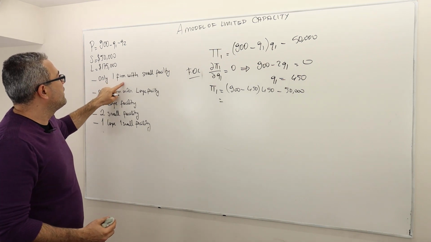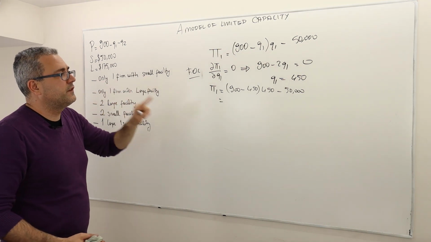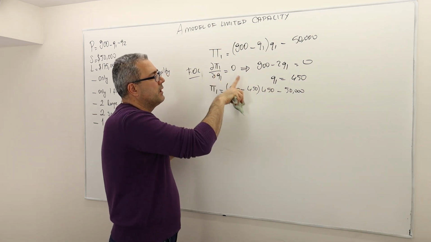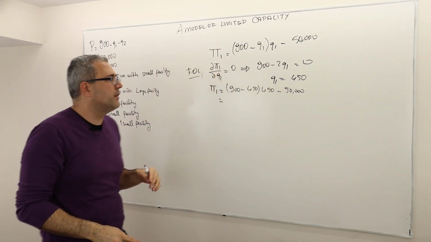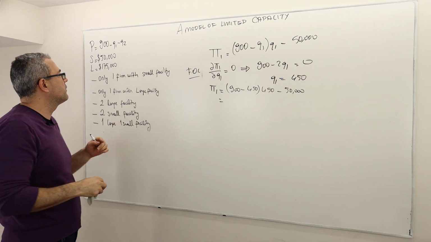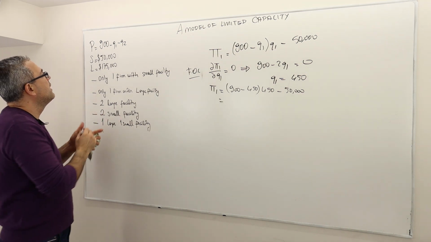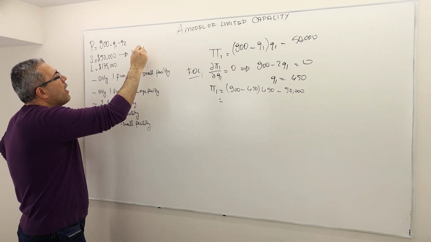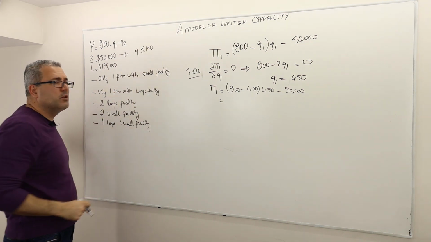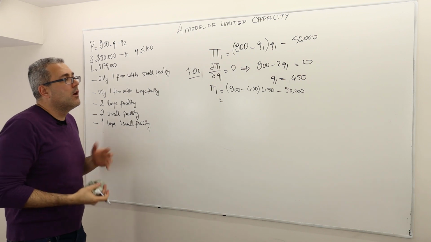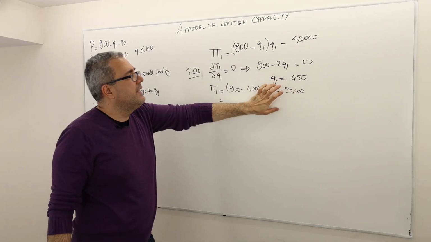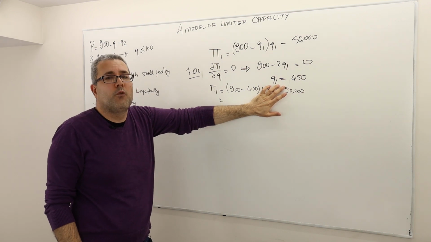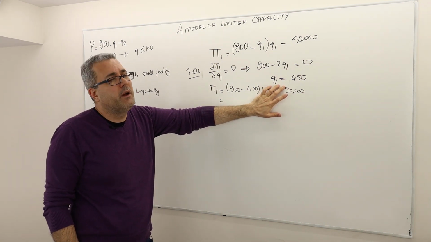So here, this is the firm with a small facility. What I found is the following. The profit maximizing quantity is 450. But there's a very important but here. Remember, the small capacity firm can produce quantity at most 100. You can't produce more than 100. So what does that mean? That means, yes, this firm would like to produce 450 units, but it can't.